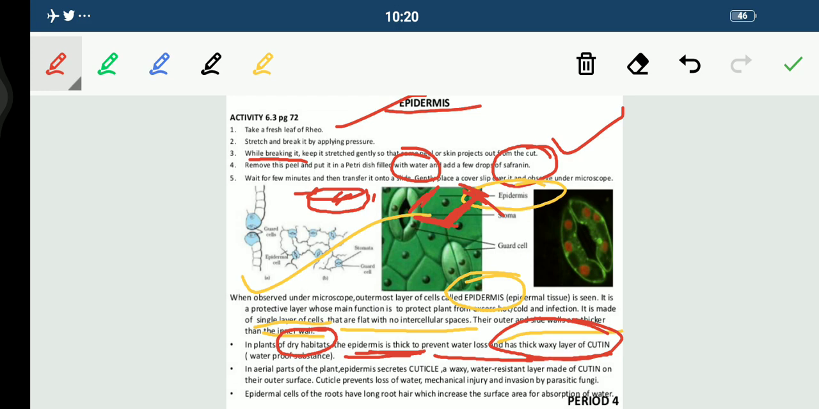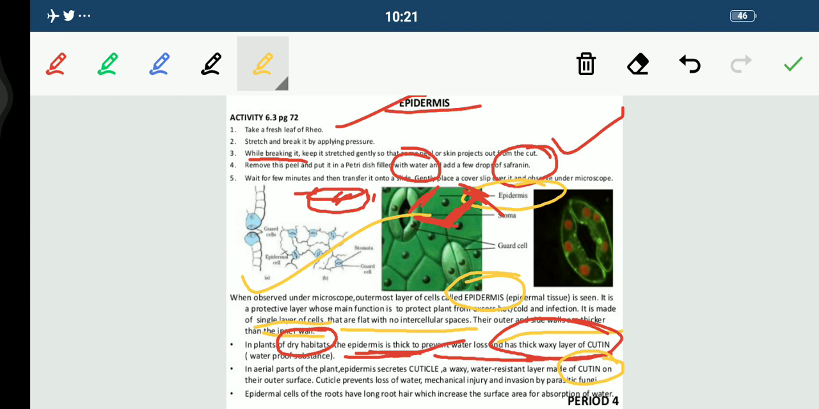And what happens in the aerial parts of the plant? The epidermis secretes a cuticle, a waxy water-resistant layer made up of cutin, on its outer surface. So what does this cutin exactly do, students? Very important point here. This cuticle prevents the loss of water and any kind of mechanical injury, and if parasitic fungi try to invade any part of the plant, this cuticle will help protect the plant from that invasion.